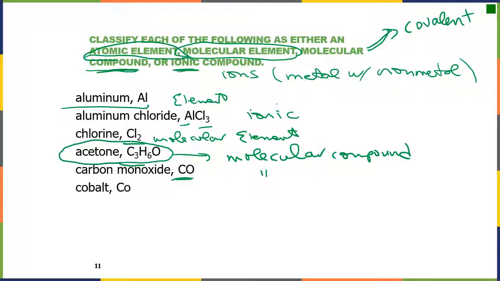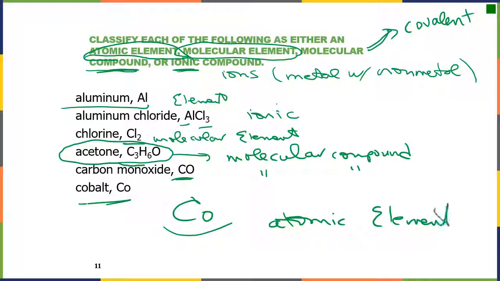CO is the same thing. It's made up of nonmetals. Capital C with a lowercase o is a whole different thing. That happens to be a metal, one thing by itself, therefore it is an atomic element. And you can go back to aluminum and call this an atomic element as well. In general, we just tend to call atomic elements just elements.